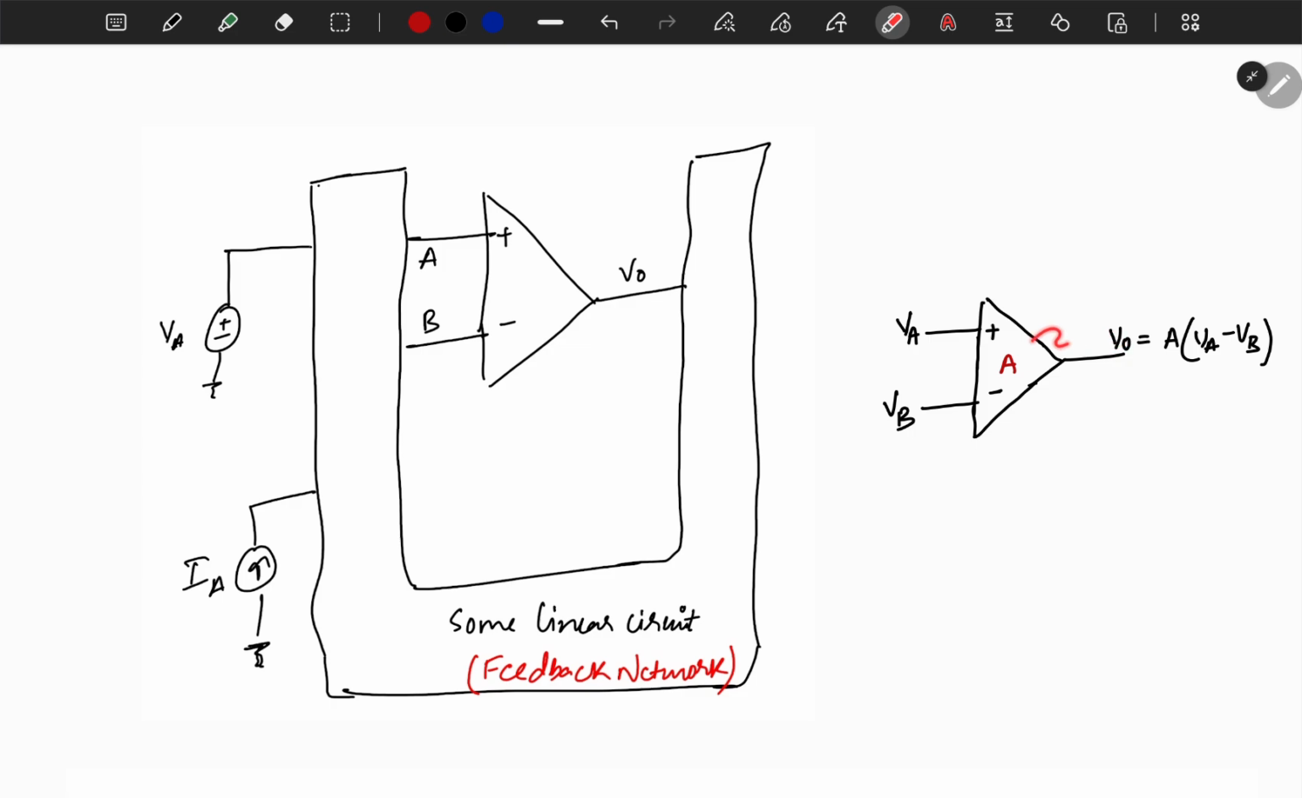op-amp. An op-amp has two terminals, a positive terminal and a negative terminal, and the gain of an op-amp, signified by A, gives the output voltage as the gain times the difference between the positive terminal and the negative terminal input. So this is how a normal op-amp works.